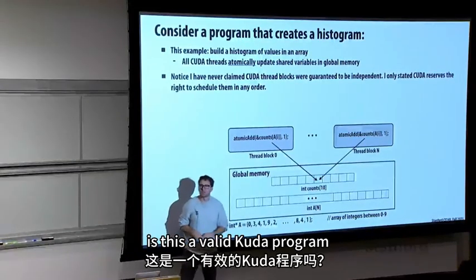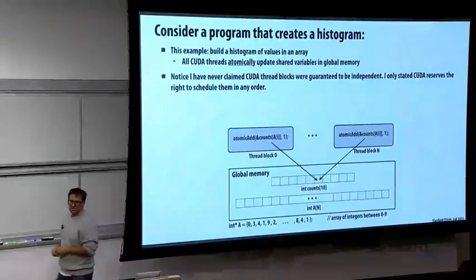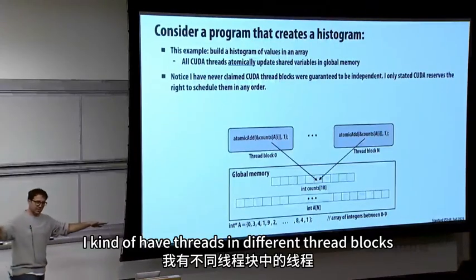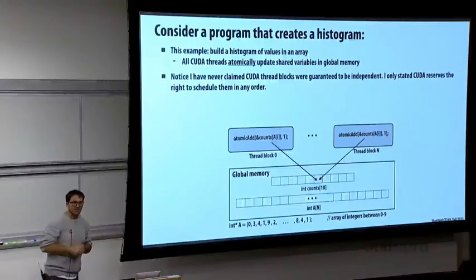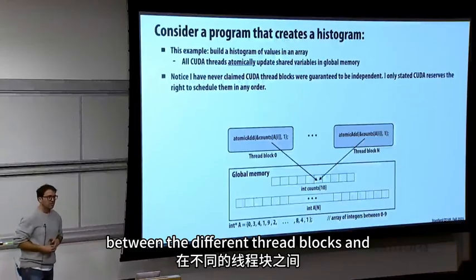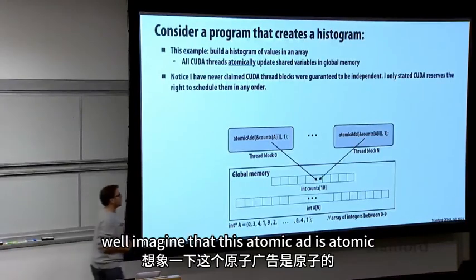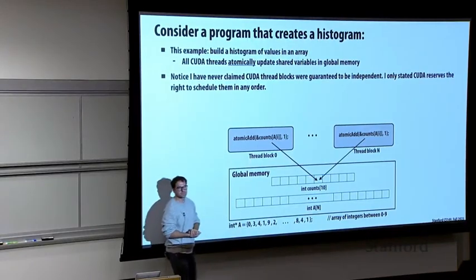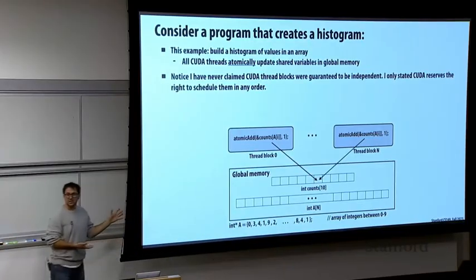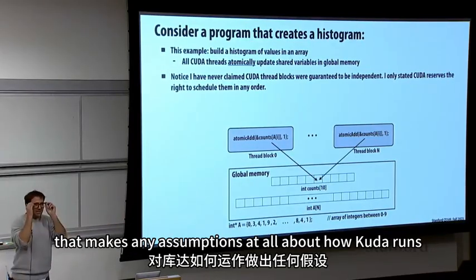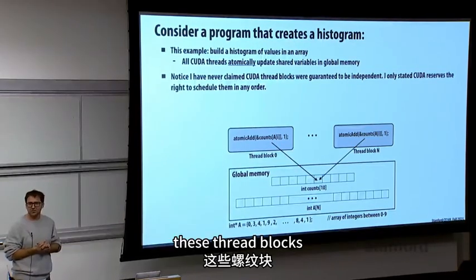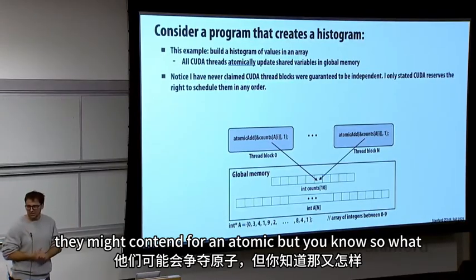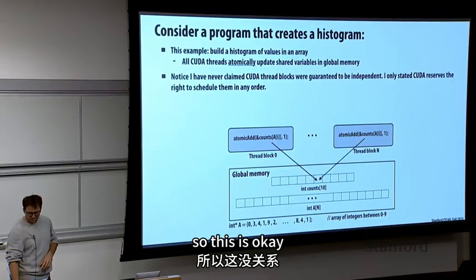Is this a valid CUDA program? I kind of have threads in different thread blocks touching the same memory. How can you synchronize between the different thread blocks running on different SMs? Well, imagine that this atomic add is atomic out to global memory. This is okay. I've done nothing here that makes any assumptions at all about how CUDA runs these thread blocks. It's just going to run them whenever it wants, and they might contend for an atomic, but so what? So this is okay.